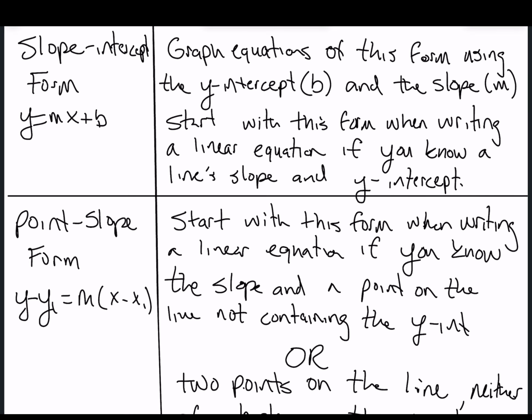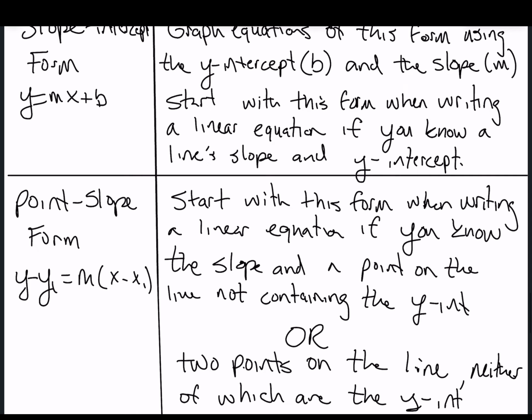Again, you're welcome to pause the video at any time to copy this down when you're ready. The slope-intercept form, again, is y equals mx plus b, where m is our slope and b is our y-intercept. So to graph equations of this form, you use the y-intercept, which is b, and the slope, which is m. You start with this form when you're writing a linear equation if you know the slope and the y-intercept. If you know the slope and the y-intercept, you can immediately just write the equation.